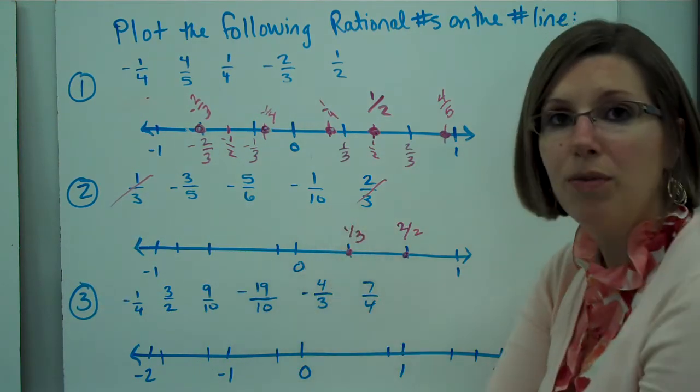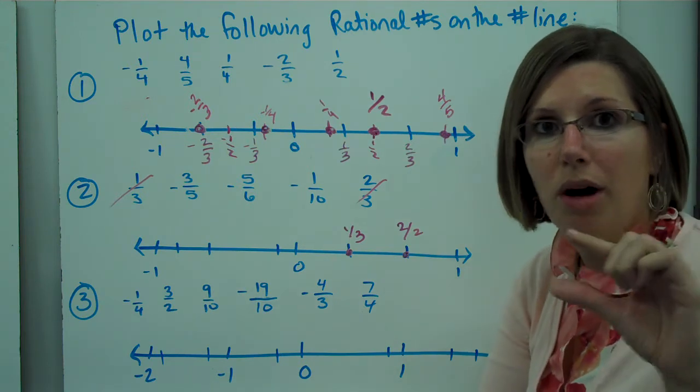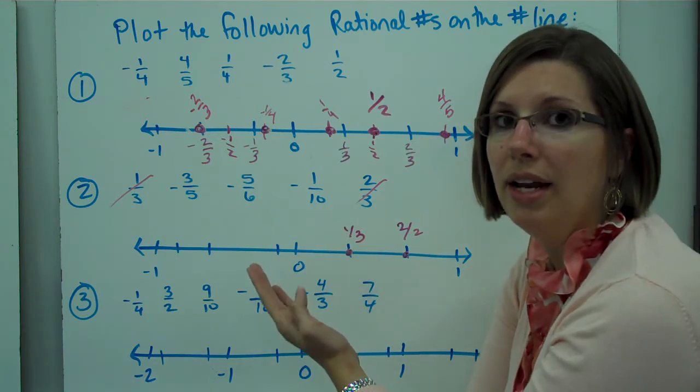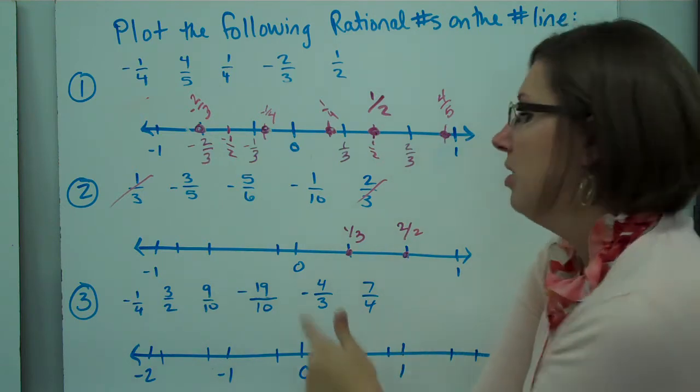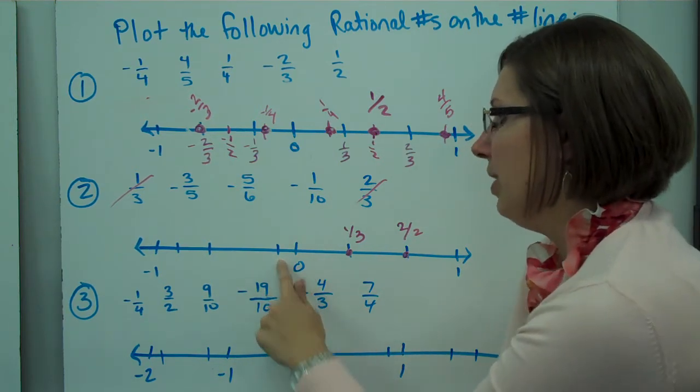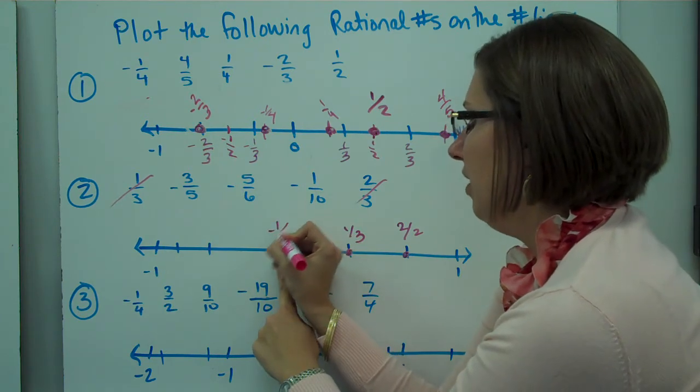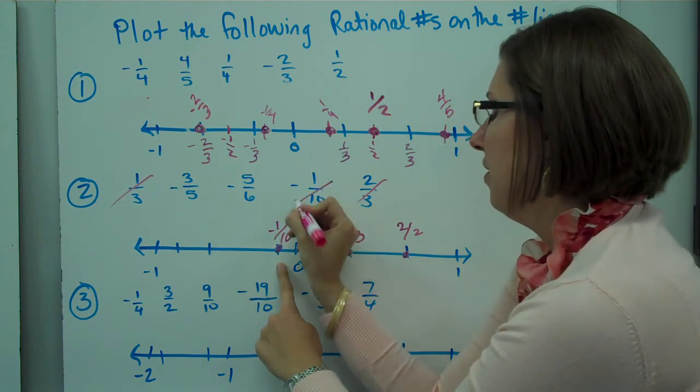-1/10. -1/10 is very, very small, but it's on the negative side of my number line. It's very, very small. It's almost nothing. So I think this one is -1/10. Okay?